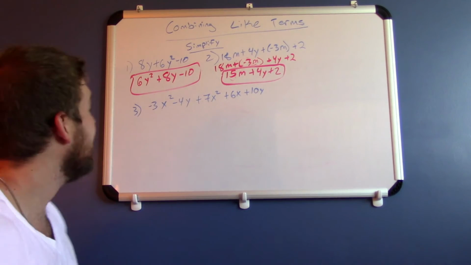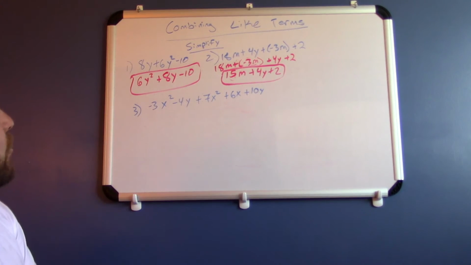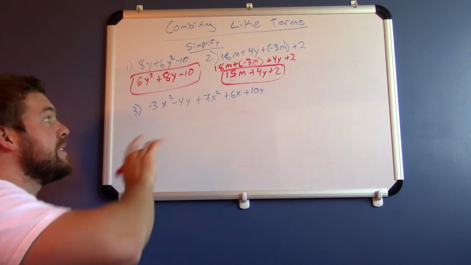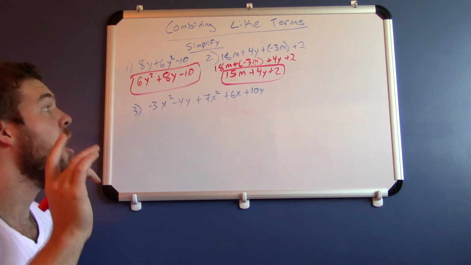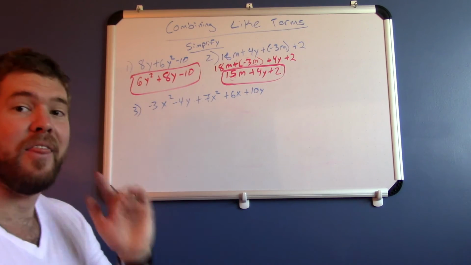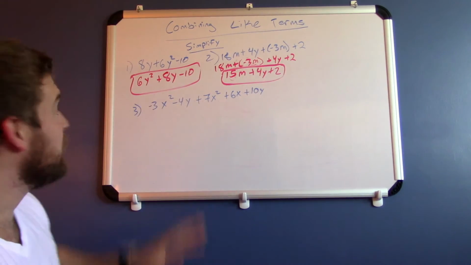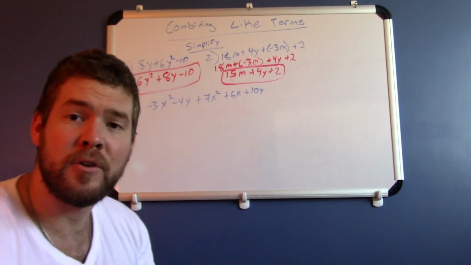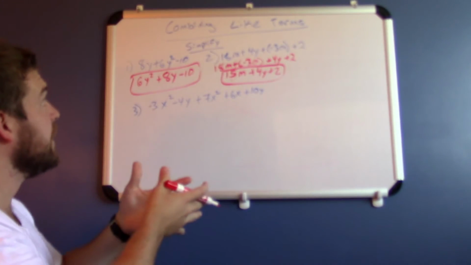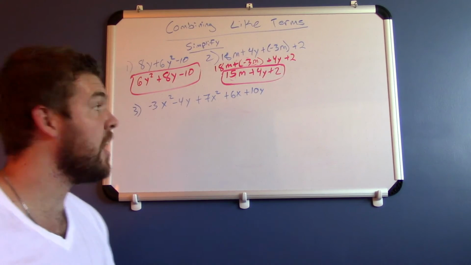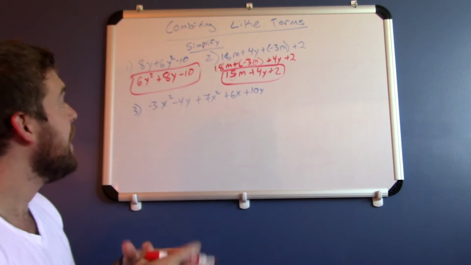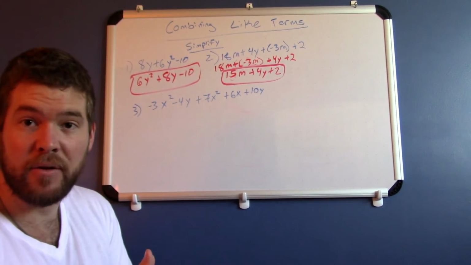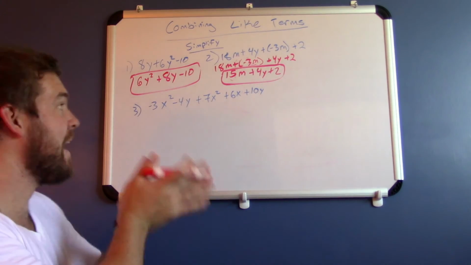Lastly, we have the expression negative 3x squared minus 4y plus 7x squared plus 6x plus 10y. That is a pretty big expression. We see a lot of x's, x squared, y's in there. So what I'm going to do first is combine my like terms, put all the x squareds together, all the x's together, and all the y's together. Not necessarily in that order. I'm going to go x squareds, x's, then y's.